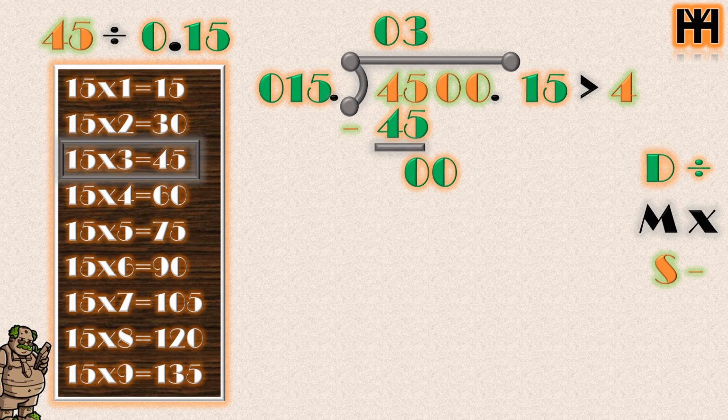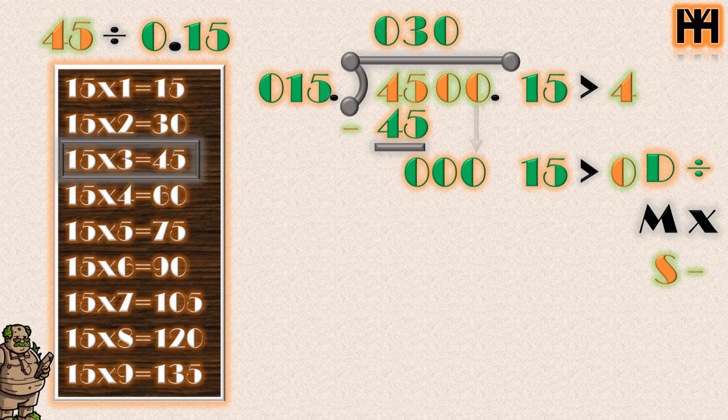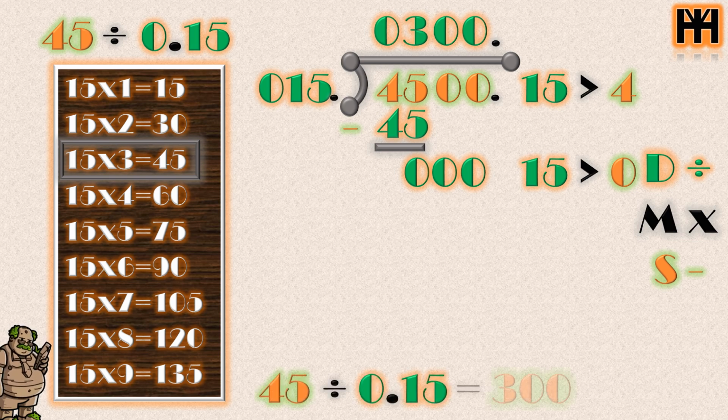Take the 0 down. Because it comes from above, we have to try to divide 0 by 15. It can't be, because 15 is greater than 0. Then place 0 up there. Again, the other 0 can't be divided by 15 because 15 is greater than 0. Then place another 0 here. So the decimal point will go up here. So the answer is 300.